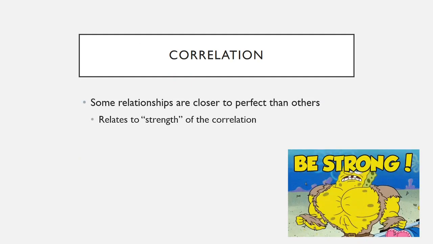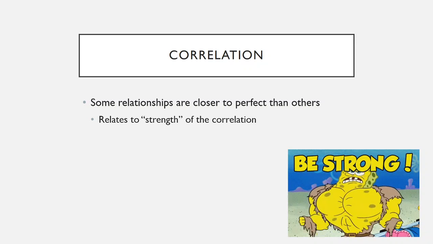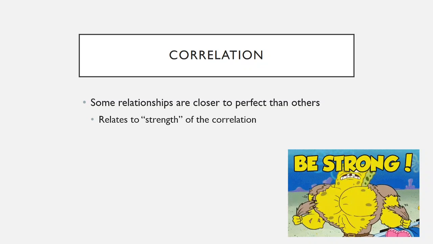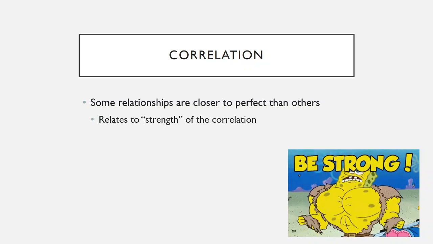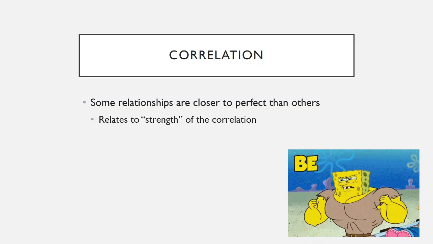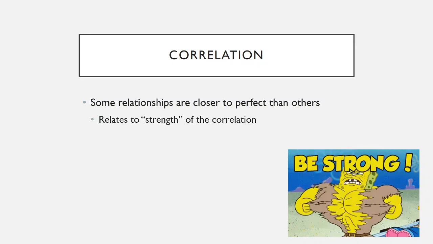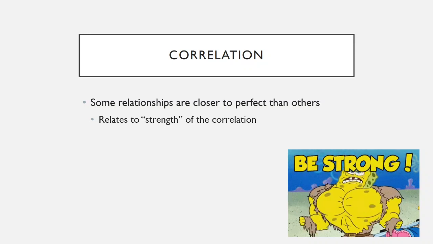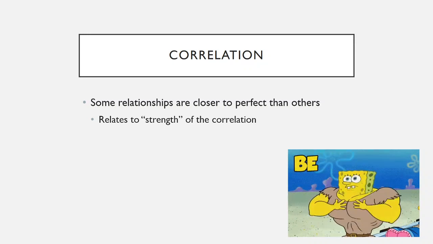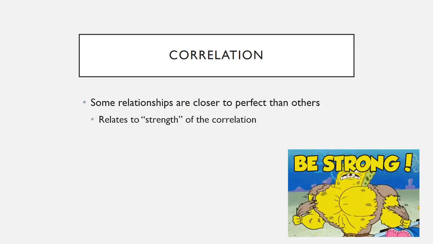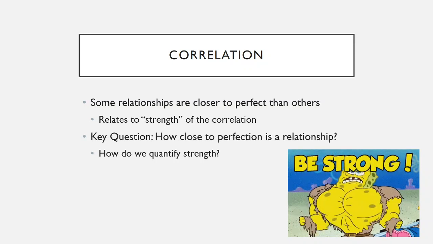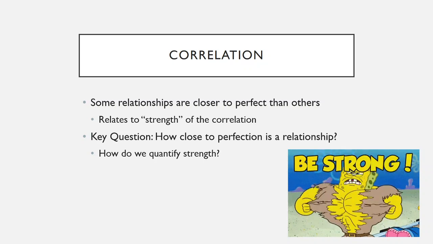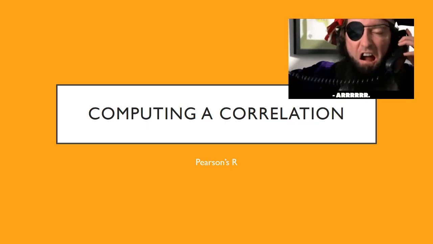So when we're doing our correlational analysis, the idea is that some relationships are going to be closer to perfect than others. And this is going to relate to what we call the strength of the correlation. So if you've ever heard that there's a strong correlation between two variables, this is really just capturing that level of perfection with which your variables are related. How close to that best fit line are all your data points? Your correlation is just going to be a quantification of this strength. So how do we do that? How do we actually quantify the strength of our correlation? To do that, we're just going to calculate a Pearson's R.